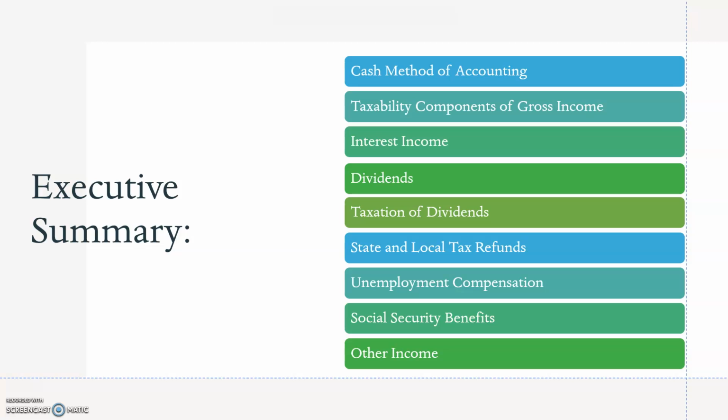So my summary that I will go over is the cash method of accounting, taxability components of gross income, interest income, dividends, taxation of dividends, state and local tax refunds, unemployment compensation, social security benefits, and other income.